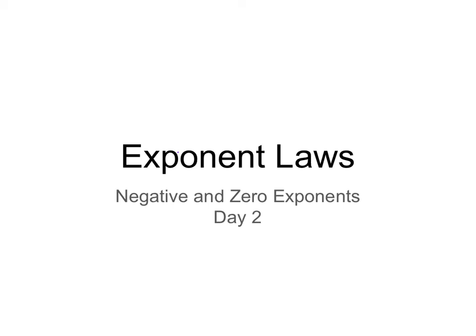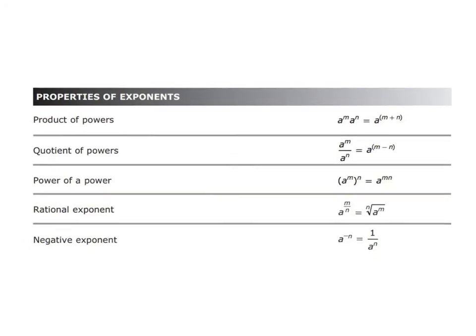All right, let's continue to look at our exponent laws with negative and zero exponents. A couple of things to remember: when we have negative exponents, we use a reciprocal. And when we have zero exponents, they always have a value of 1. So let's look a little bit closer at this. Again, here are those exponent laws.